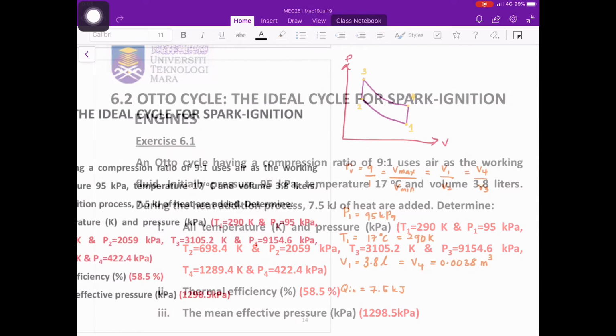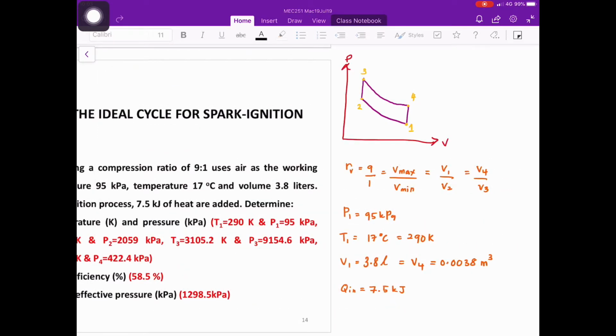kilopascal. First, we are going to draw the PV diagram representing the Otto cycle. Next, we are going to list out all the information given by this question.